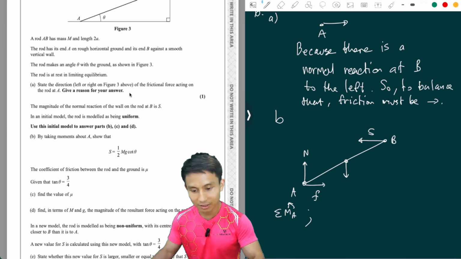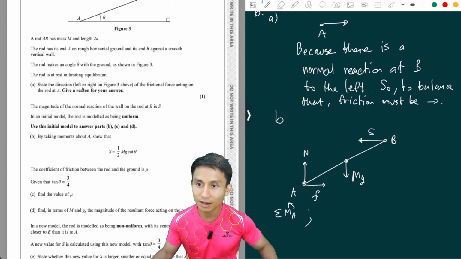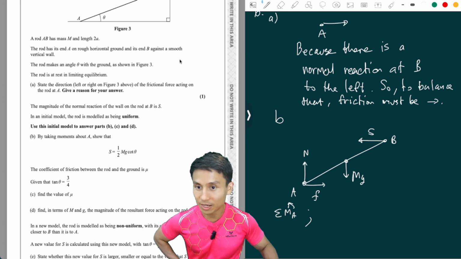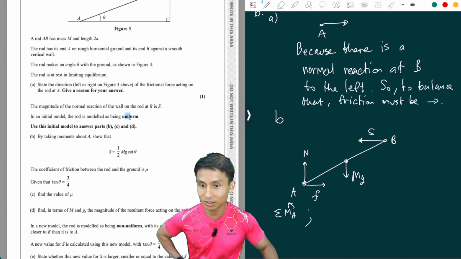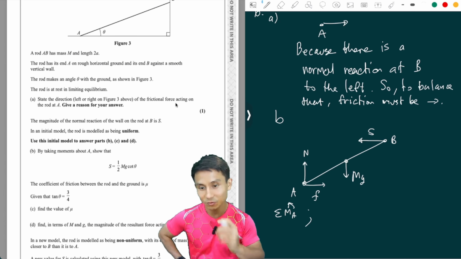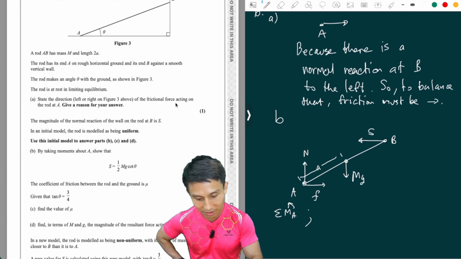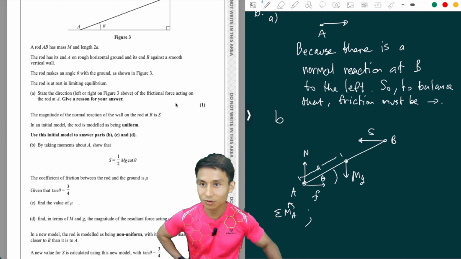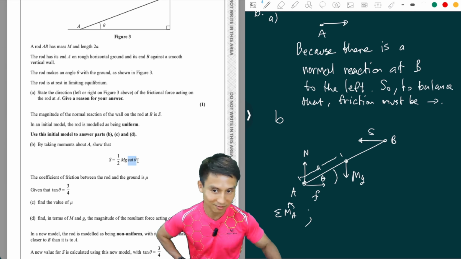And is the rod uniform? Is it uniform? Just checking here. Rod AB has mass M and length 2A. Yeah, being uniform here. I didn't see that. Okay, so that means the weight is going to be acted at the middle, which is A from A. But we need to know this angle theta. Well, we don't have to know it yet because it's still theta here.